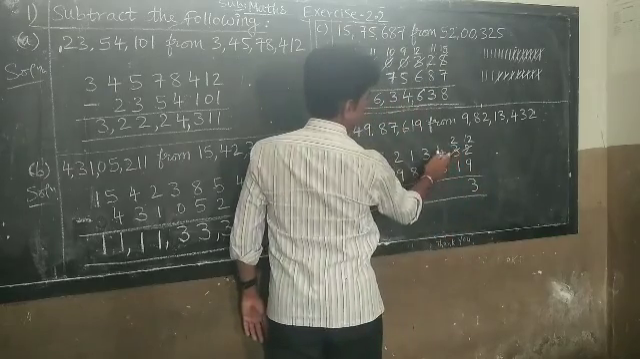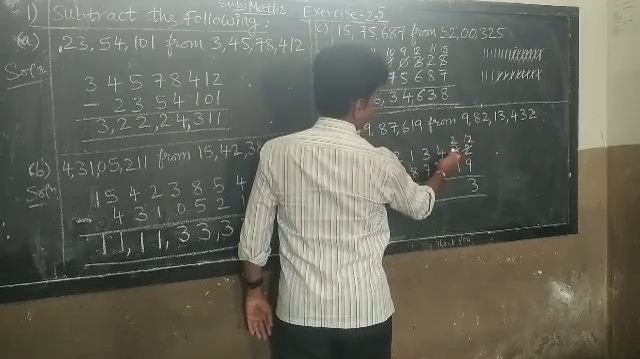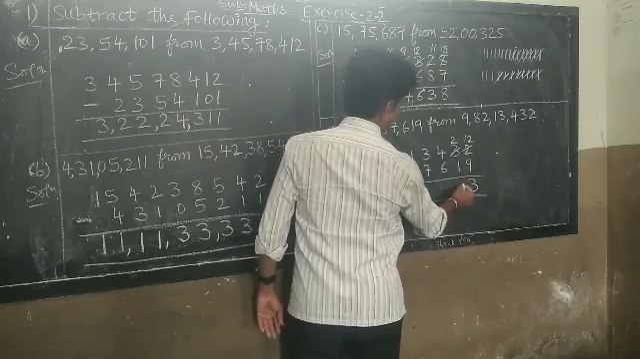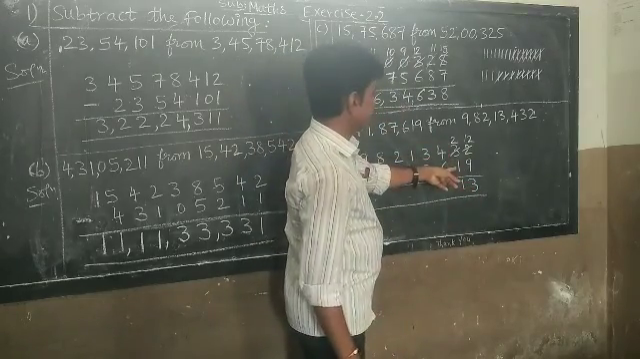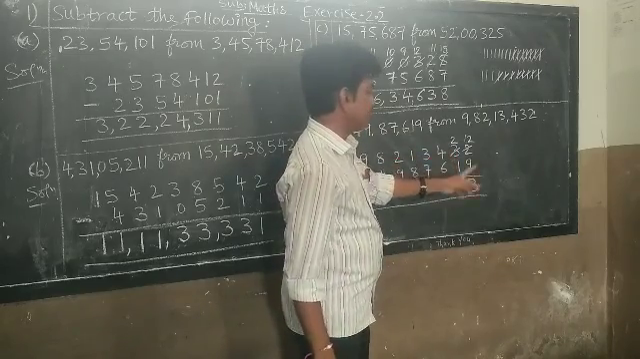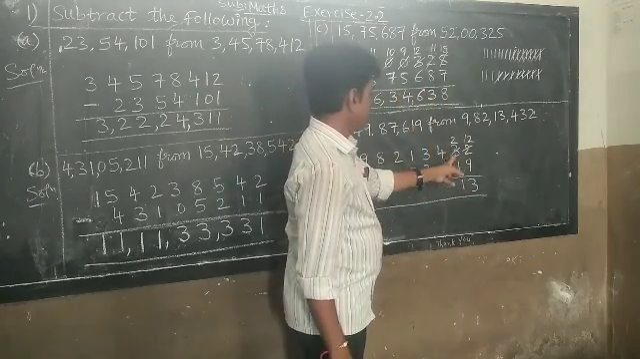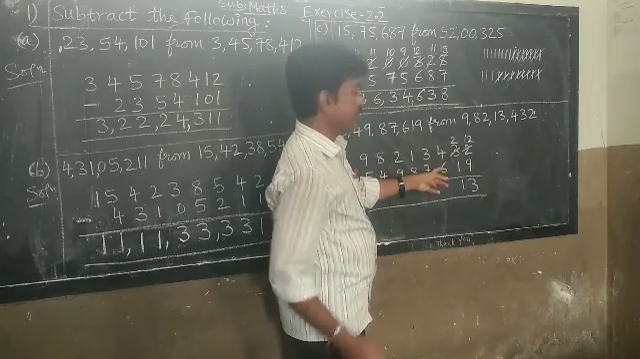Next 2 is there, not 3 now because you have borrowed 1 there. So 3 now becomes 2. So 2 minus 1, 1. Because 2 is big number, 1 is small number, you can easily subtract. 2 minus 1, 1. Next 4 minus 6, small number minus big number.